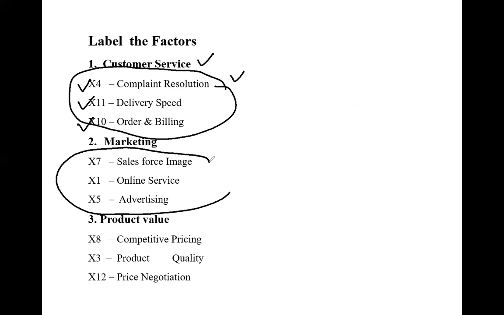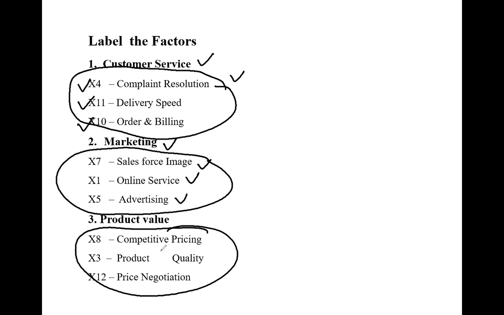Under factor 2, I obtained three variables: salesforce image, online service, advertising. I thought all the questions related to marketing, so I have given the name marketing. But it's a researcher's choice; you can give another name. And all three questions in the last factor relate to product value. That is why I have given the name product quality.